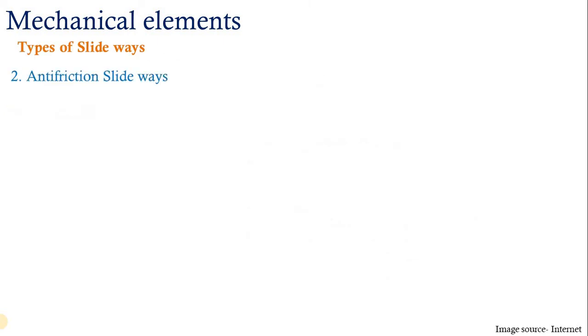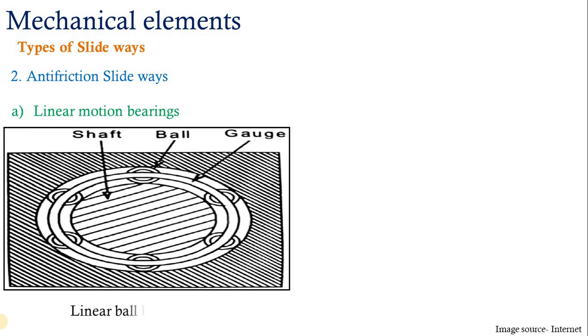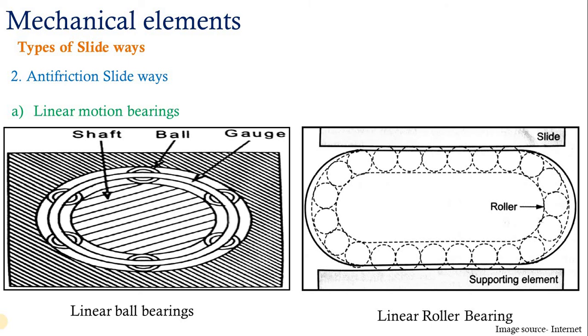Then second is the anti-friction slideways. It involves intermediate loading members, that is balls or rollers, between the sliding members, thus reducing the friction. It gives less wear, low friction, no stick slip, high load capacity but low damping capacity. It has types like linear motion bearings, where we use linear ball bearings and linear roller bearings. It is used to get anti-friction linear motion in slideways.